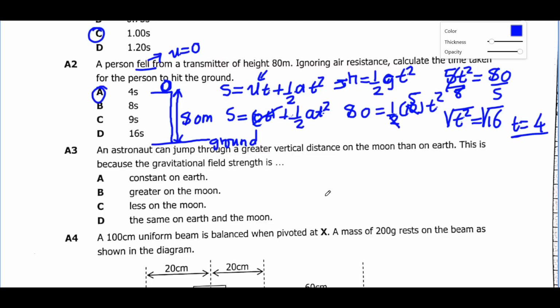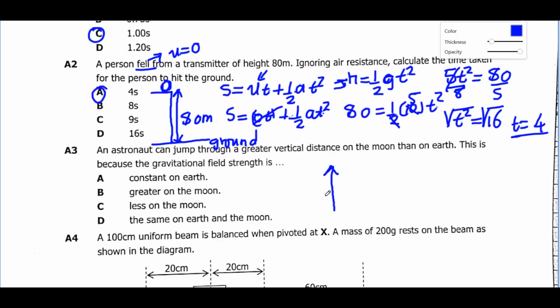Question 3. An astronaut can jump through a greater distance on the moon than on Earth. This is because the gravitational field strength. Vertical movement is in the y-axis. So we are told if a person jumps in the y-axis on the moon, the distance covered will be greater than the distance that person can cover if that person jumps on Earth.